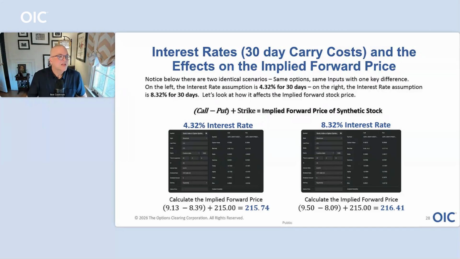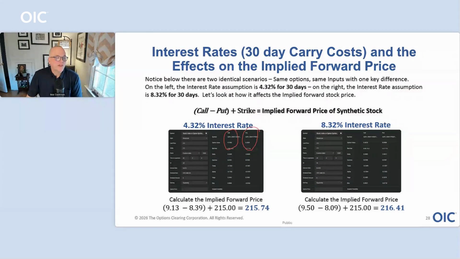So if you look at the call and the put price on the left-hand side in that black box for the 4.32% interest rate, your call price is here and your put price is in here. The call is worth 9.13, the put's worth 8.39. If we do the math that we just talked about, call minus put plus strike, and these are all on the 215 strike, you get 9.13 minus 8.39 plus 215, the strike price.